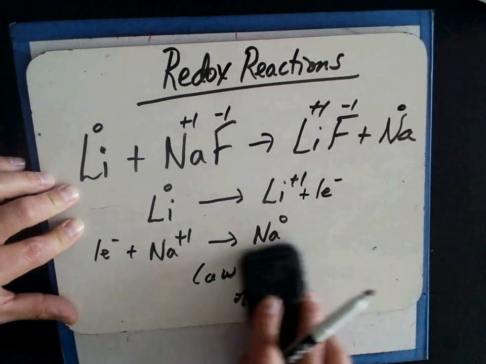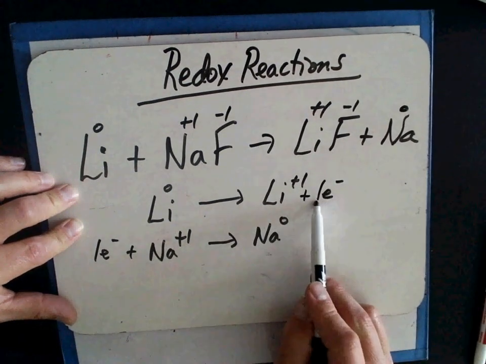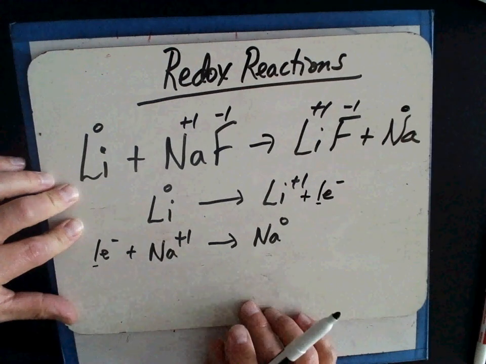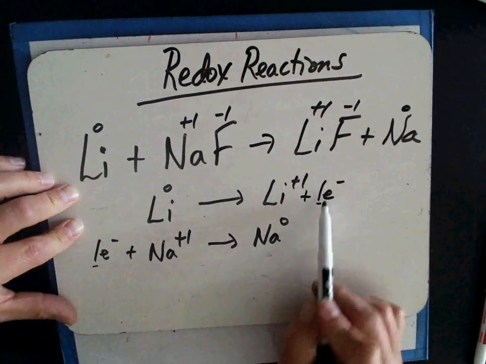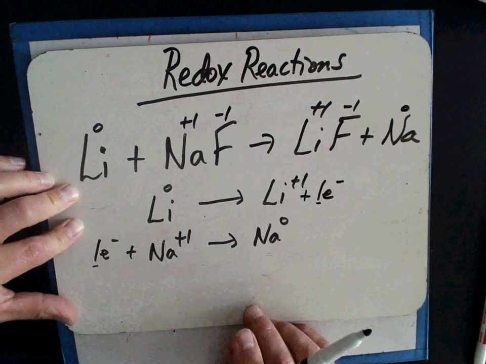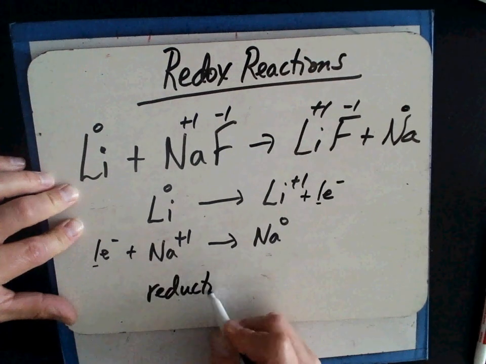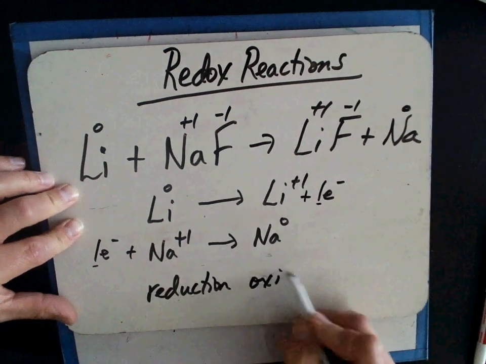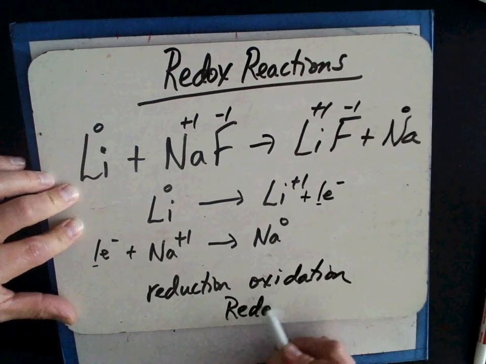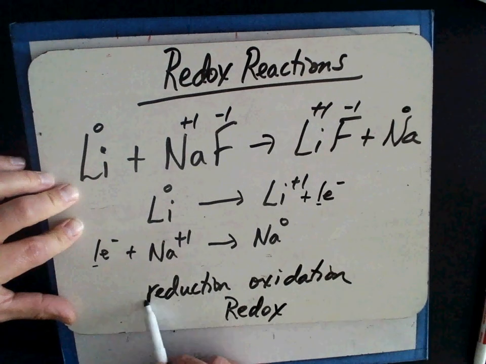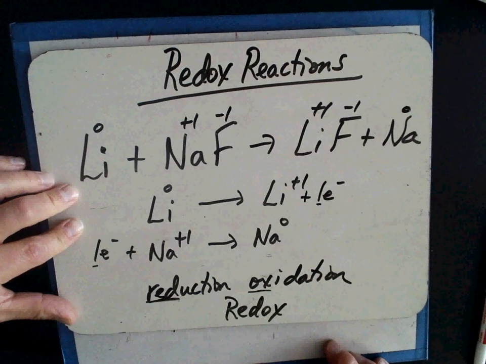So what's happening here is this. I'm throwing away 1 electron, but I'm gaining 1 electron. So overall, did I lose anything or gain anything? No, it just went from one place to another. It went from one element to another. This is what is called a reduction reaction and an oxidation reaction. They mix those two words together and they get what we call redox. So one of these is an oxidation and one is a reduction.